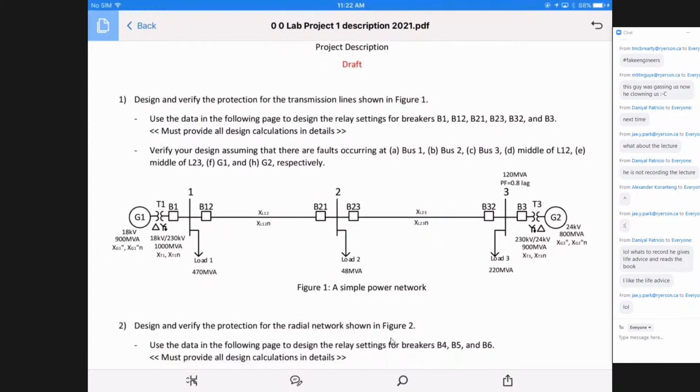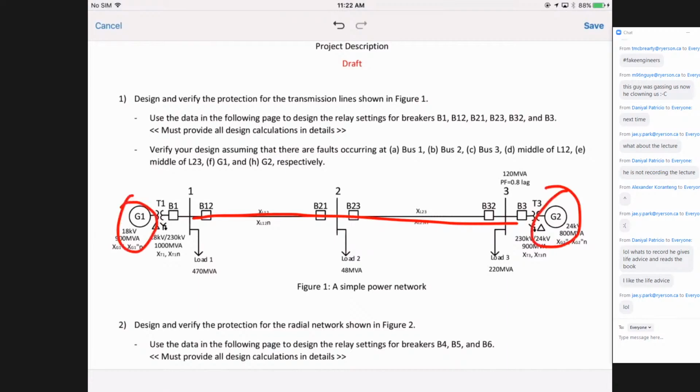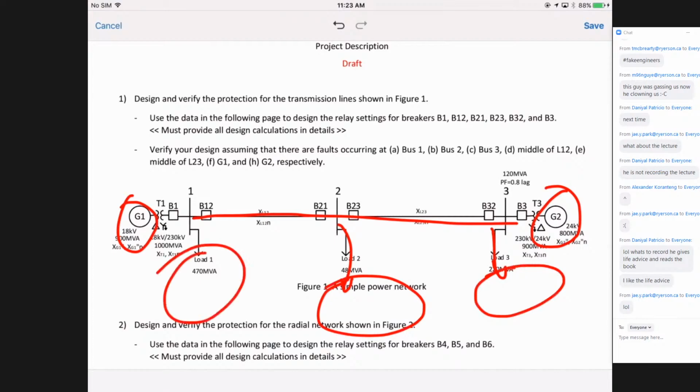Okay, let's talk about the first: design and verify the protection of a transmission line shown in figure 1. This is the transmission line fed by 2 generators, and it has several major loads. And this load itself will expand.